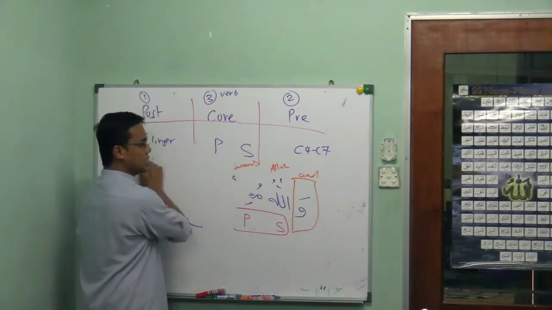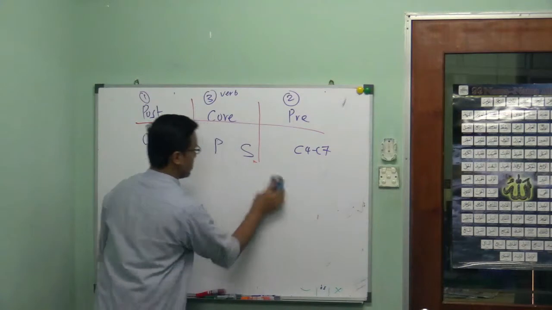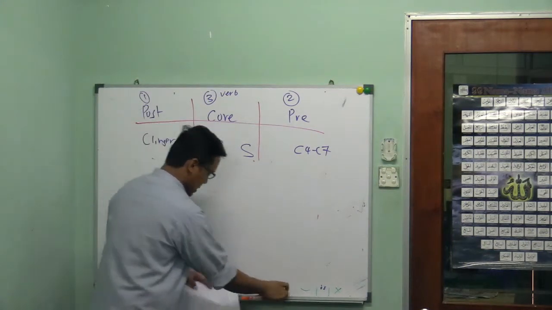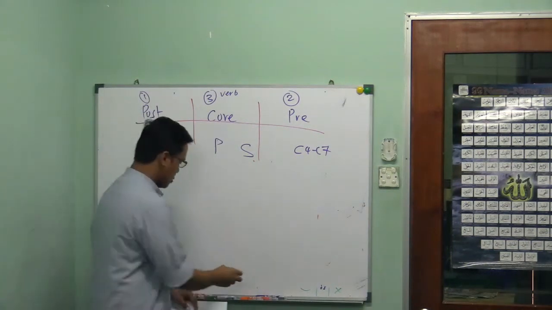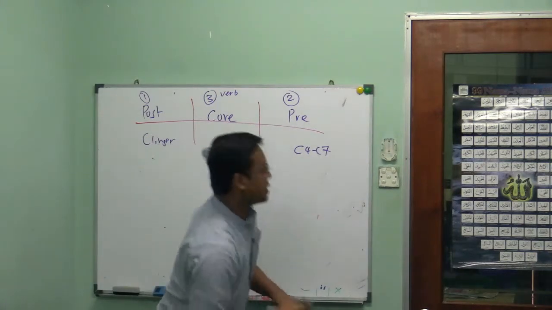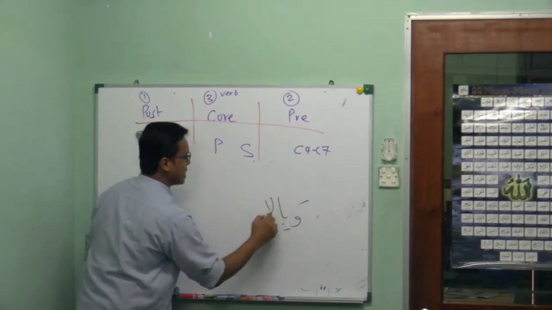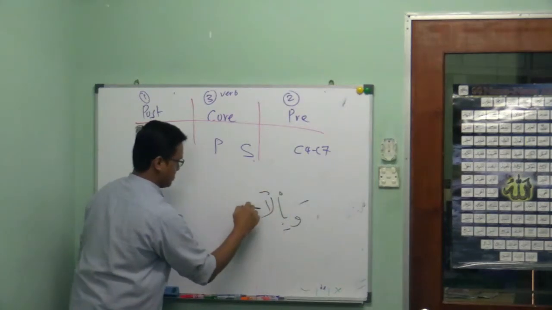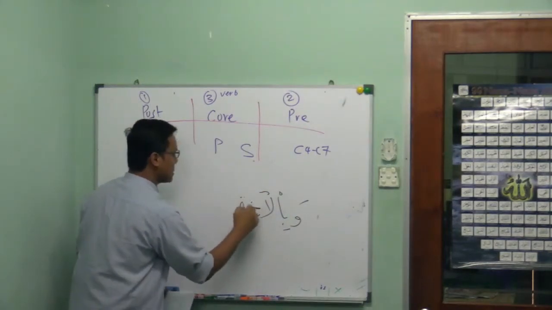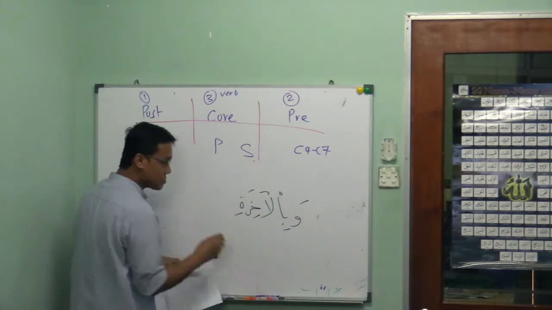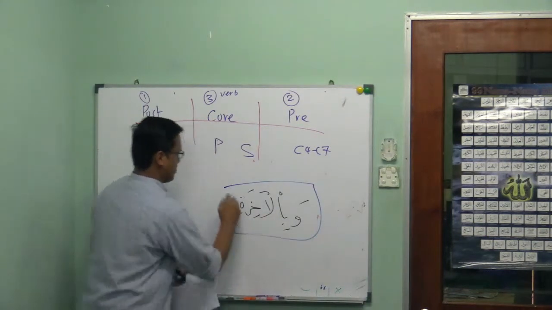Okay, this is also an important structure. Okay. So take this. Okay. Hack while I write it. Is there a clinger? Wabil akhirati is the clinger. Okay. Is there a verb?